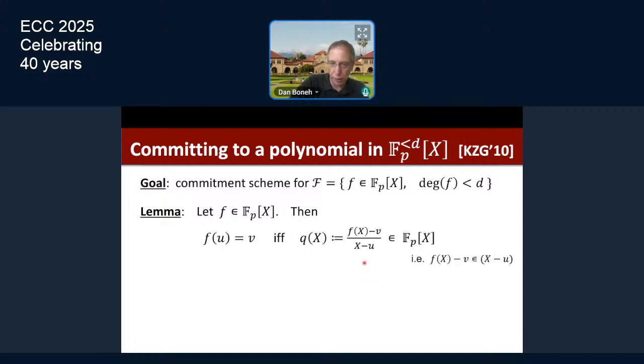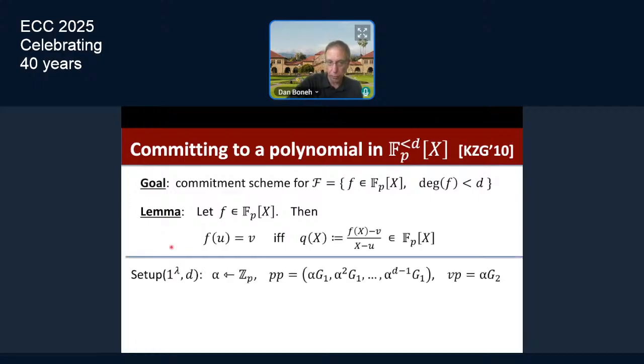And I couldn't resist another way to say this, of course, is that the polynomial f of x minus v is in the ideal generated by x minus u. This is kind of equivalent to the fact that the quotient happens to be a polynomial. Okay, so how do we use this lemma to build the commitment scheme to univariate polynomials?